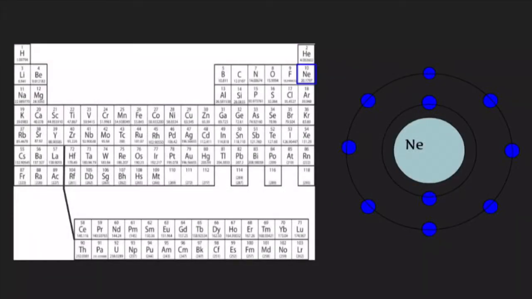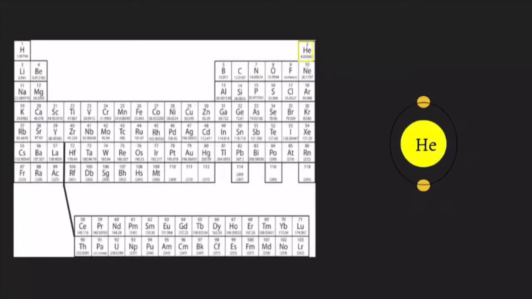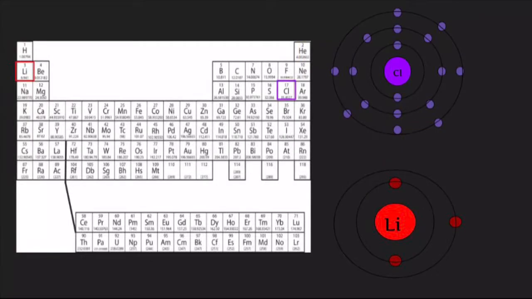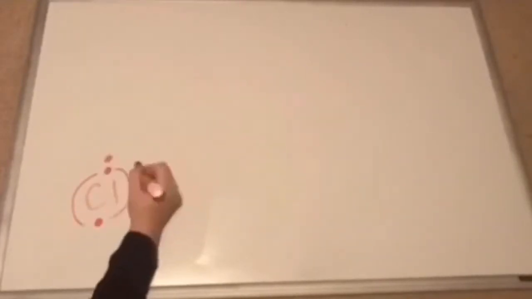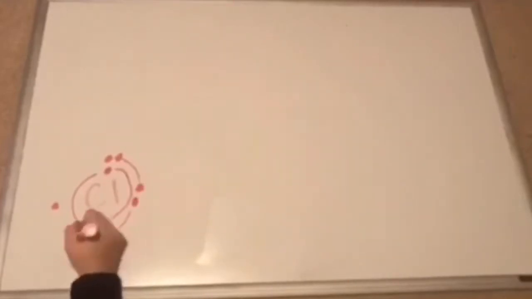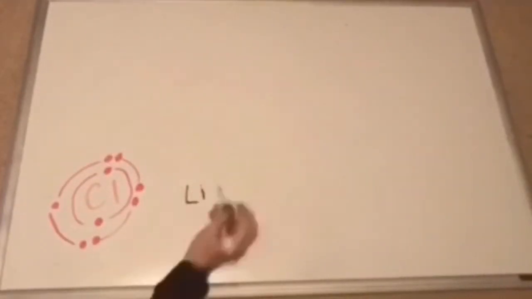Neon and helium both have a full set of valence electrons due to the fact that they are noble gases. This means that they will not be doing any bonding. Let's say we have two atoms, one lithium and one chlorine. As you can see, lithium has 1 valence electron and chlorine has 7. When trying to get a full outer shell, lithium is going to try to get rid of that valence electron and chlorine is going to want to gain one. So what will happen is the lithium atom will give up one of its electrons so chlorine will take it. Now both atoms are most stable they can be.